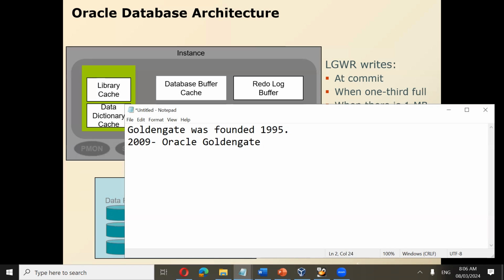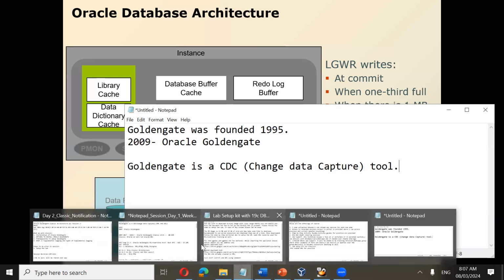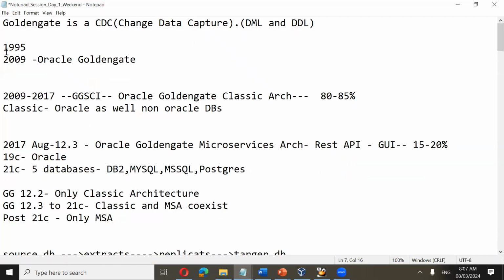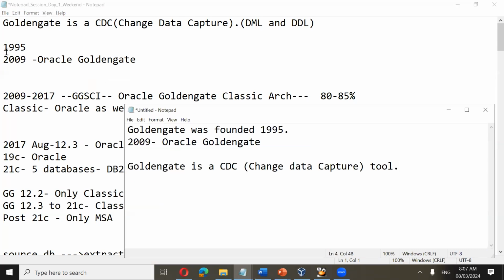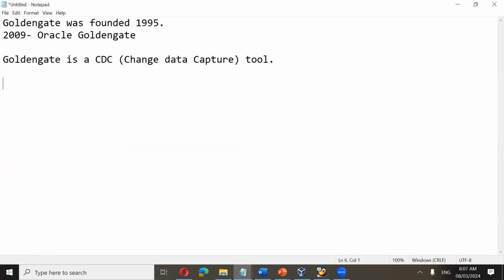Now, GoldenGate is a CDC tool. CDC stands for Change Data Capture. Change data capture means whatever changes are happening on the source database can be captured by Oracle GoldenGate and then applied on the target database. Now there are different competitors of GoldenGate in the market.